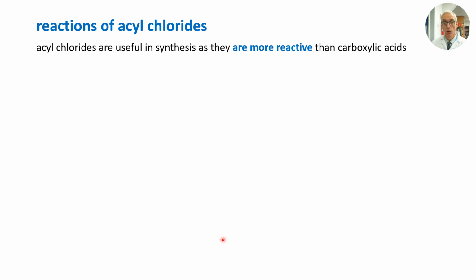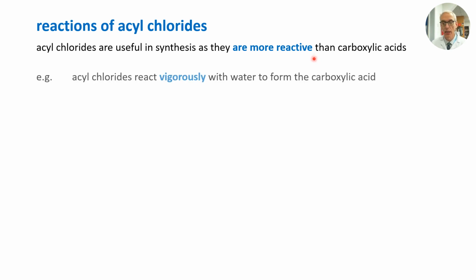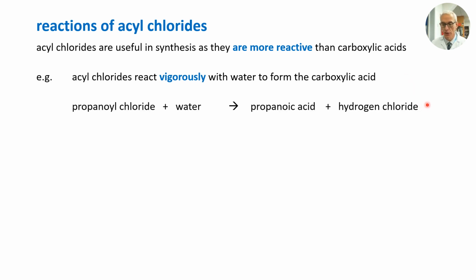So acyl chlorides are useful in synthesis because they are more reactive than carboxylic acids. A typical reaction of acyl chlorides, in fact, is the vigorous reaction with water, to reform a carboxylic acid. So in words, we have, for example, propanoyl chloride and water going to propanoic acid and hydrogen chloride.